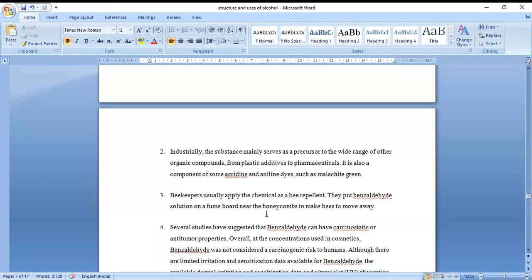And beekeepers, who mainly produce honey, in order to make the bees move away from their nest, generally use this benzaldehyde as a bee repellent. They put the benzaldehyde solution on a fume board near the honeycomb so that the bees will fly away from the honeycomb, so that they can take the honey from the honeycombs.